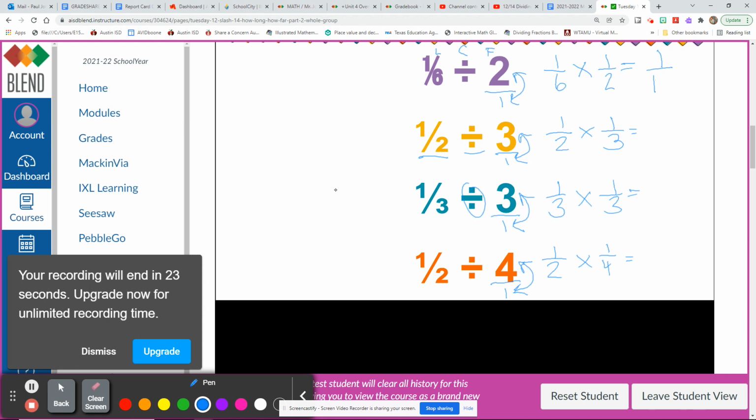Welcome back. Top times top, bottom times bottom. 1/6 divided into 2 pieces gives you 1/12 size pieces. Top times top 1, bottom times bottom 6. So 1/2 divided into 3 pieces gives you 1/6 size pieces. Top times top 1, bottom times bottom 9. So 1/3 divided into 3 pieces gives you 1/9. Top times top 1, 2 times 4 is 8.